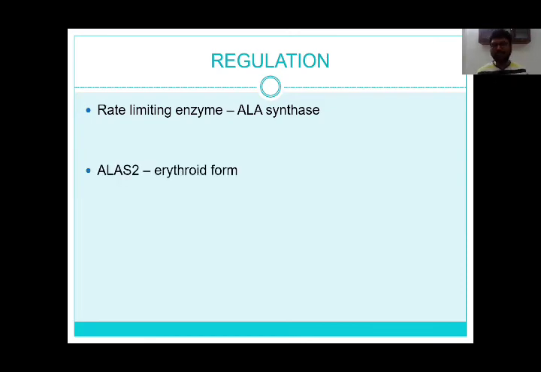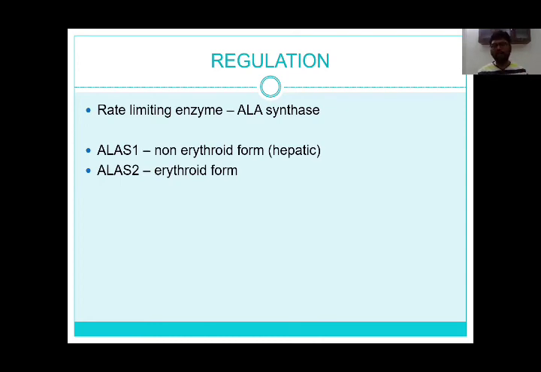To execute this regulation, we always need a regulatory point or a switch, which is called the rate limiting enzyme. The rate limiting enzyme in heme synthesis is nothing but the first enzyme, ALA synthase, aminolevulinic acid synthase. We have two different isoforms of this enzyme, ALAS1 and ALAS2. What are the two major sites where our heme synthesis takes place? One is in RBC and the other is in liver. ALAS2, the erythroid form, is present in RBC, whereas ALAS1, the non-erythroid form, is present in liver.